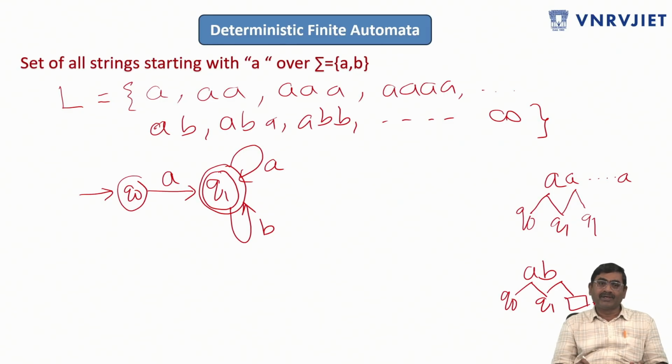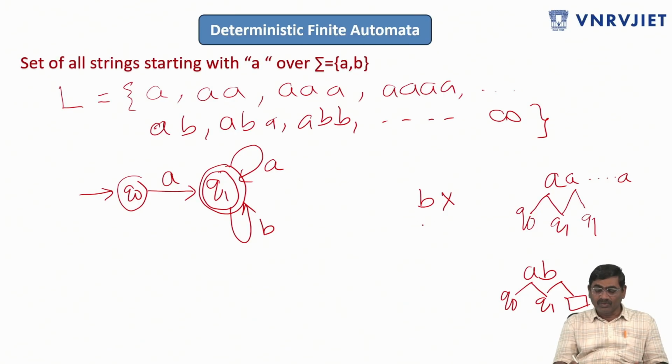But what if the string does not begin with A? Suppose the string begins with B. In this case, we need to verify whether that string is accepted by this model or not. For example, B. B is a string that is not included in the language L. Therefore, this is not an acceptable word in the language. So this is the rejected one.